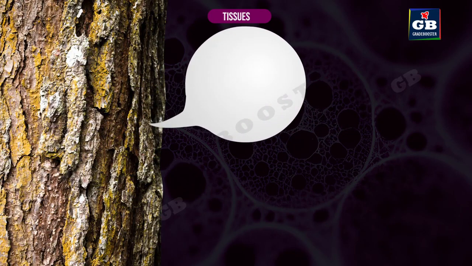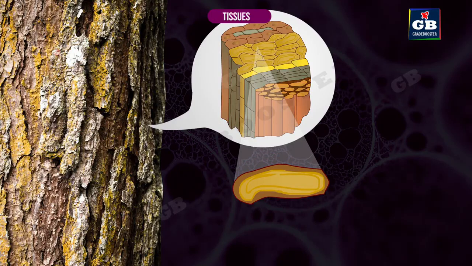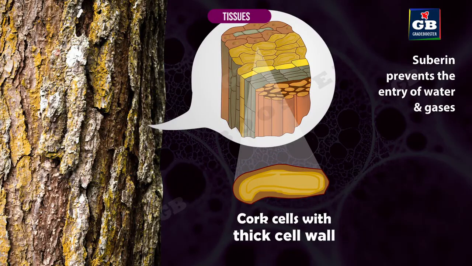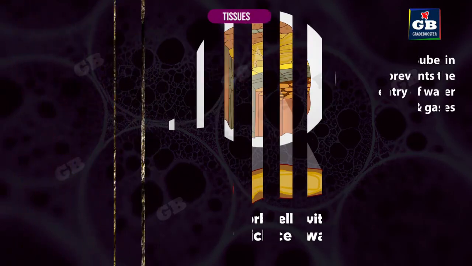In big trees, the epidermis on the stem surface is replaced with dead cork cells. These cells have a chemical called suberin, which prevents the entry of water and gases into the stem. This is all about the epidermis in plants.